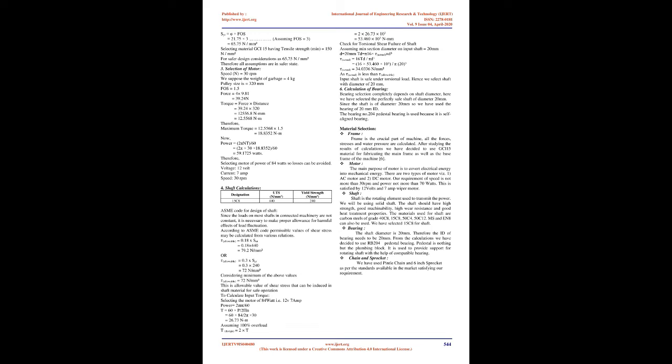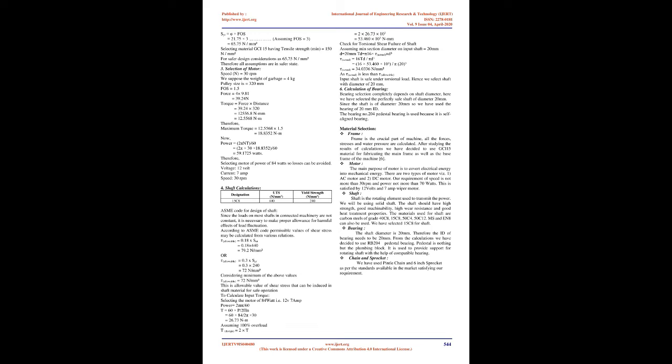5. Calculation of bearing. Bearing selection completely depends on shaft diameter. Here we have selected the perfectly safe shaft of diameter 20 mm. Since the shaft is of diameter 20 mm, we have used the bearing of 20 mm ID. The bearing number 204 pedestal bearing is used because it is a self-aligned bearing.